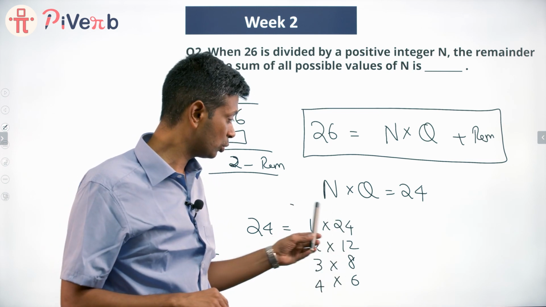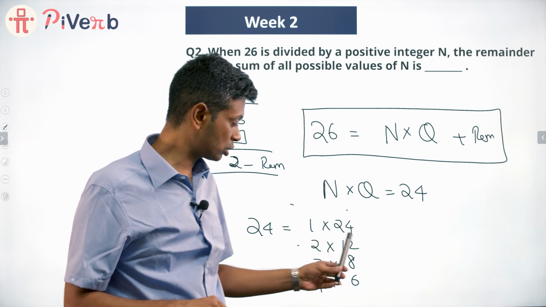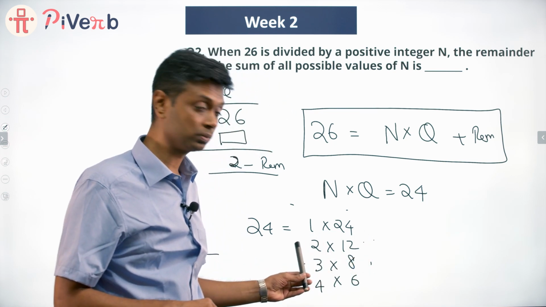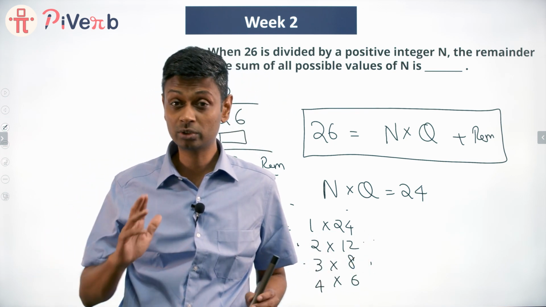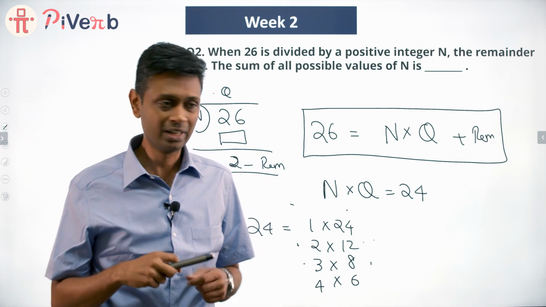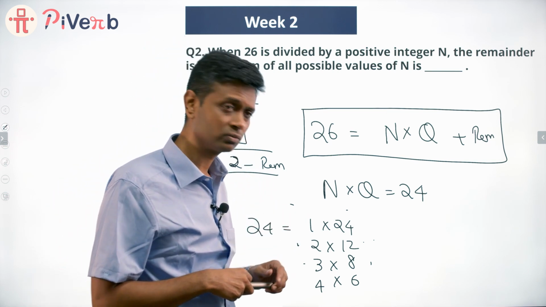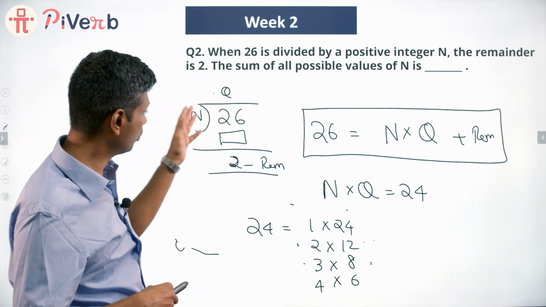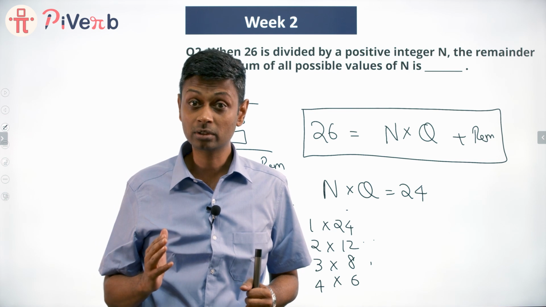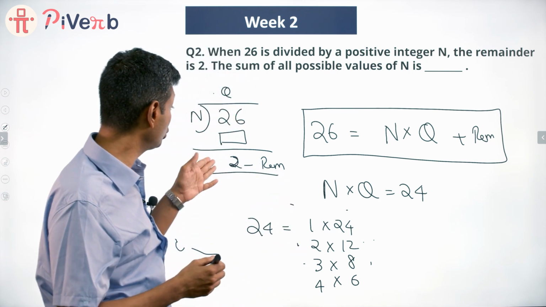If n is 1, q is 24. If n is 2, q is 12. If n is 3, q is 8. If n is 12, q is 2. So any of these values n can take. But could n take all of these values? Think about it. If n were 1, I divide 26 by 1, I won't get a remainder of 2. 1 is a factor of any number, so I won't get a remainder of 2.